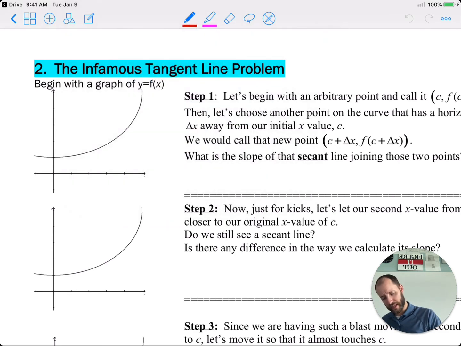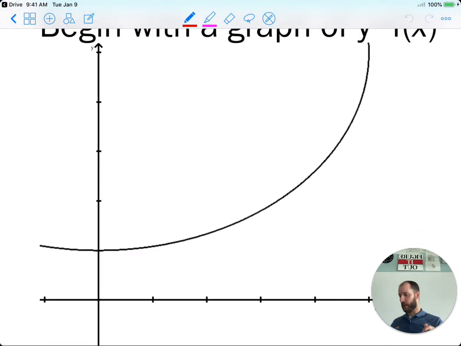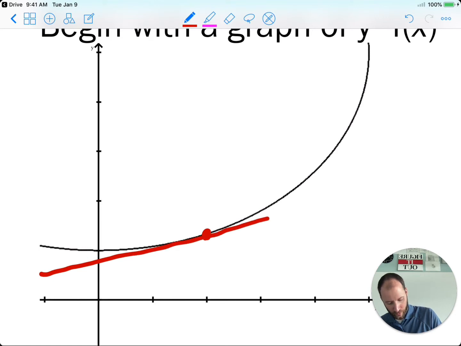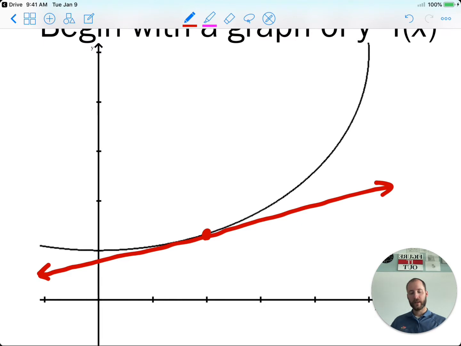So let's say that we have a curve and we want to look at the rate of change. So we want to look at the tangent line at this point. We'll draw a tangent line right about there. That's good enough. So the rate of change, what is the slope of this line?